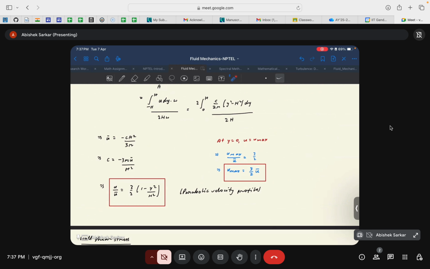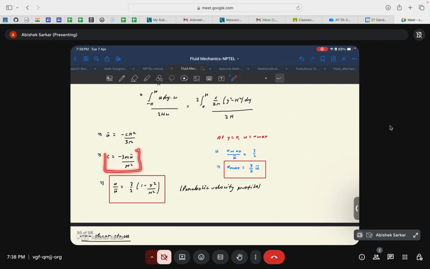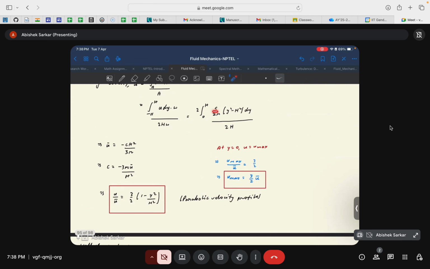You can see that u bar has to be some constant value, h is constant, mu is constant. So basically it tells us that the pressure gradient in the case of fully developed flow between two parallel plates is indeed a constant. Or if you represent the value of c in this equation, you can write u by u bar to be equal to 3 by 2 times 1 minus y square by h square. This is the parabolic velocity profile generated in the case of a fully developed flow between two parallel plates. Now you can see that u bar is the average velocity.